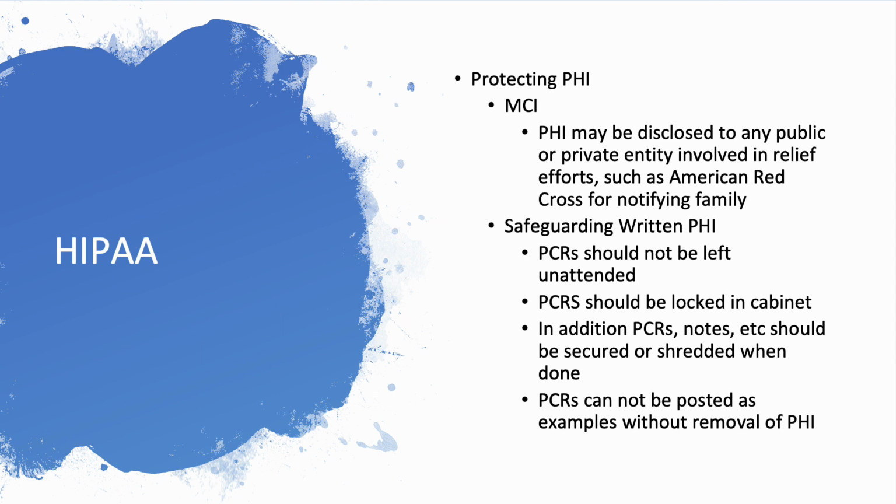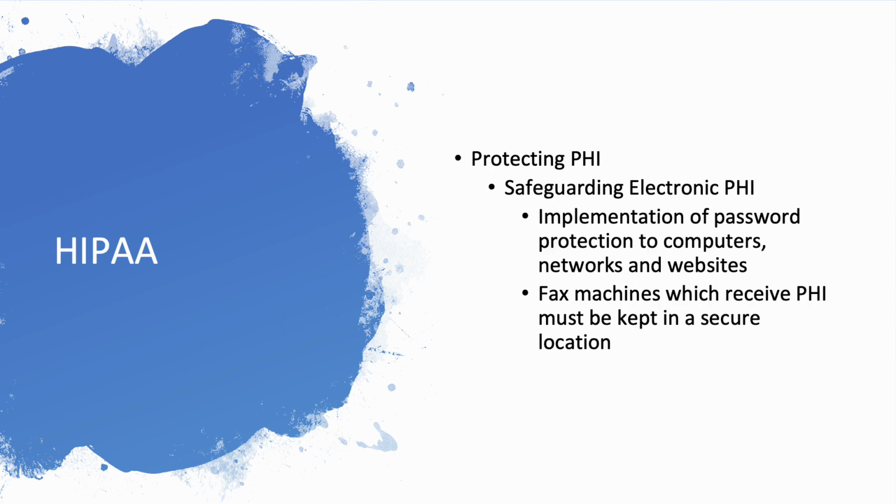And then to protect it, make sure you don't leave your PCRs unattended. They should be locked in a cabinet when they're done. In addition, any notes or anything like that should be secured or shredded when you're done. Don't post examples for QA or QM without making sure you're at PHI. Make sure you use good quality passwords. And then any fax machine that gets PHI should be in a secure location.